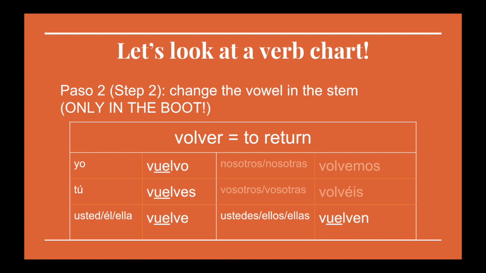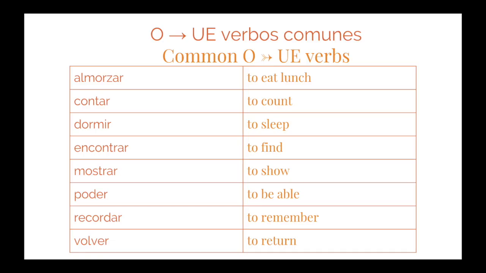So as I was saying before, the process for O to UEs is the same as E to IEs. You start with your infinitive, drop the infinitive ending, and you're left with the stem. The extra step is that you have to find the O in the stem and change it into a UE only inside the boot. And then after you've changed your vowel in the stem, you can add your ending that matches the subject. And also, just like our last video, I am going to give you a list of common verbs that are O to UE stem changers. We will be using these in class, so make sure you know their meaning.